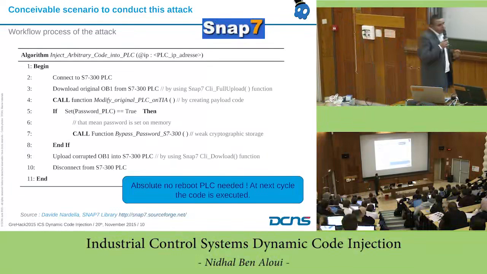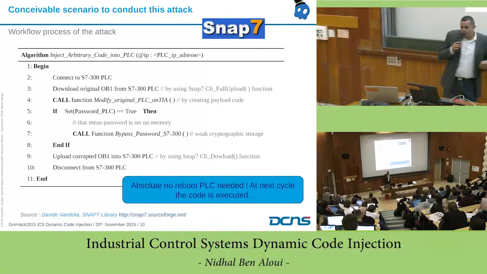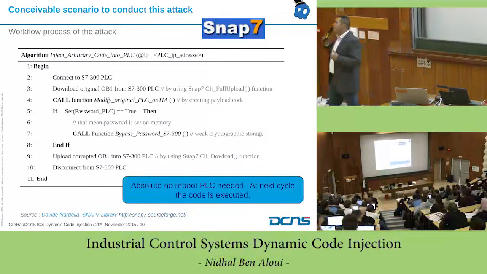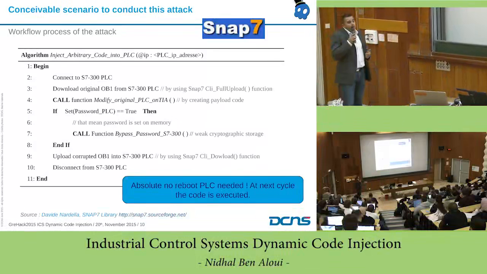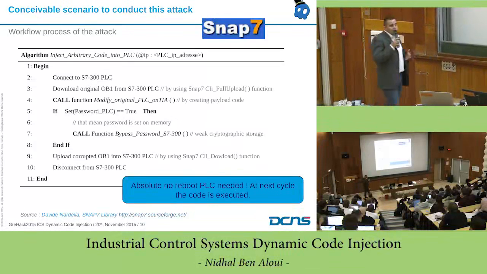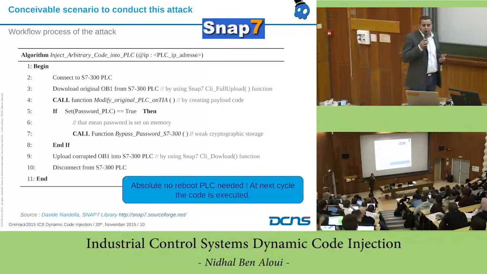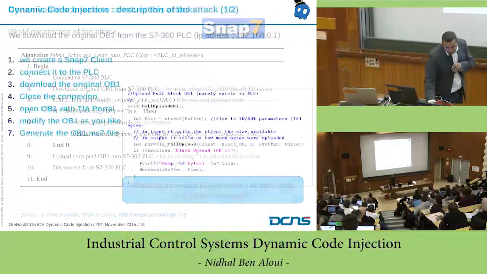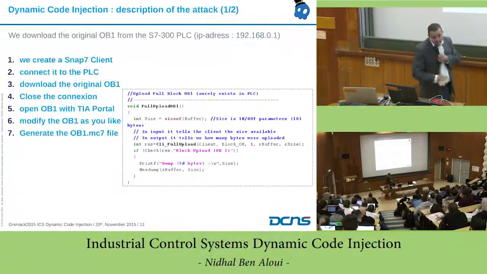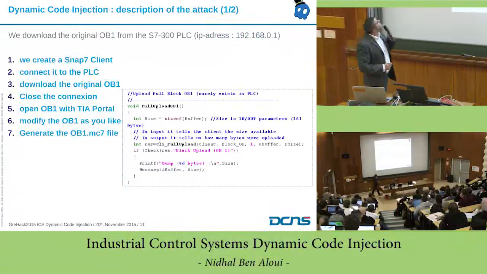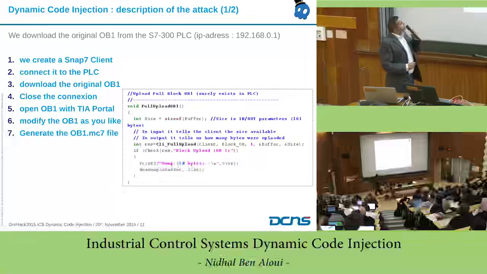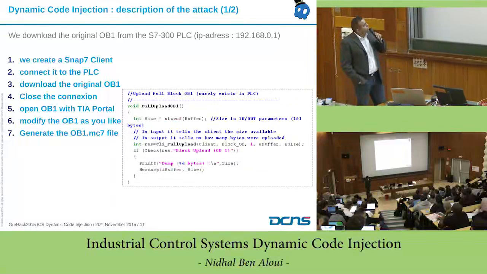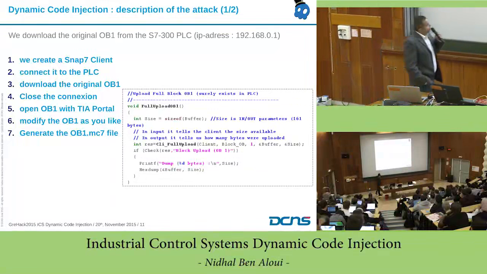So this is the principal weakness that the hacker can use to inject a block. I choose OB1, but we can inject another FB or FC into the PLC. So this is the source code of the function that we use to generate the block and inject it.